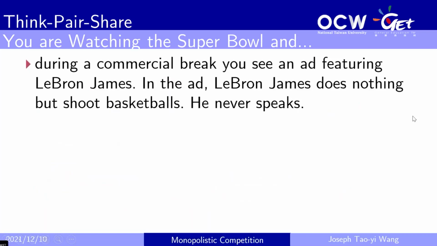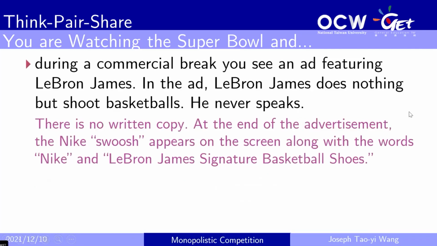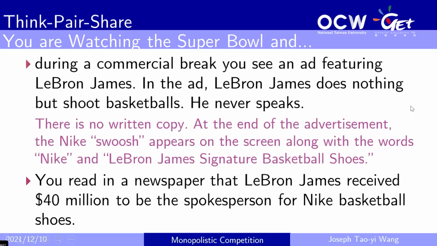Okay, so the last part of this. You're watching the Super Bowl, and during a commercial break, you see an advertisement featuring LeBron James. In the advertisement, LeBron James does nothing but shoot basketballs. He never speaks, and there is no written copy. At the end of the advertisement, you see the Nike logo, and it says, Nike, LeBron James signature basketball shoes. Then you read a newspaper article that LeBron James received $40 million to be the spokesman for Nike basketball shoes.